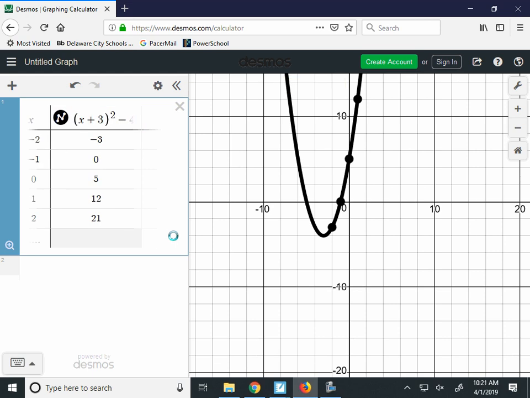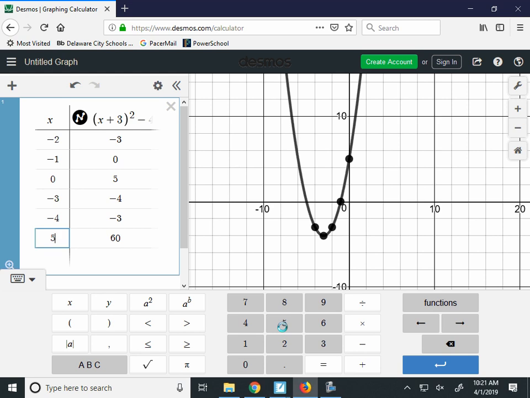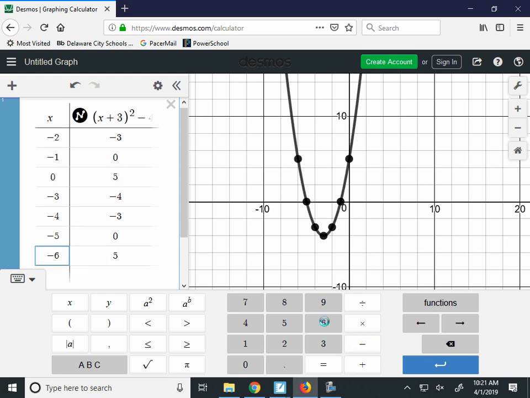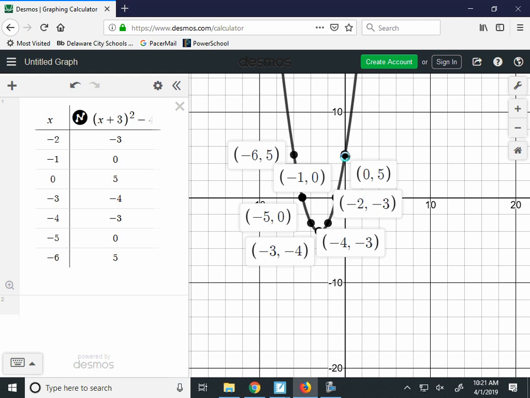It doesn't look like the 1 and 2 are going to work, but I could go on my table and type in, there we go, negative 3 maybe. Yeah, negative 3 will fit. Got negative 4. Yep. So it looks like, what's negative 5? Negative 5, oops, that's positive 5. Negative 5 will work as well. Negative 6. There we go. Looks like those points will all fit here. So I would start at negative 6, 5, and plot all those points.